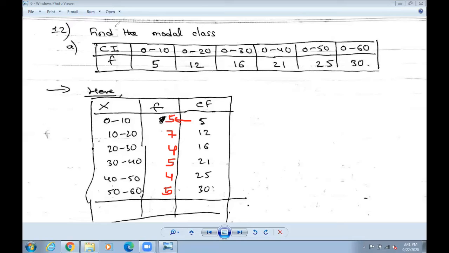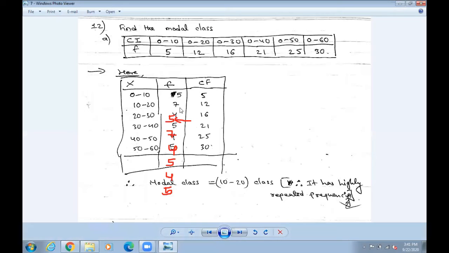So let us see what we have done. The same thing: 5, 7, 4, 5, 4, 5. Let me clear this. We got this value already. Now what is our main thing? Our main thing is to see the frequency, not the CF. Just see the frequency only.